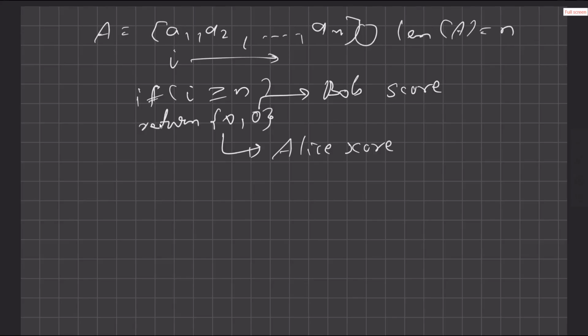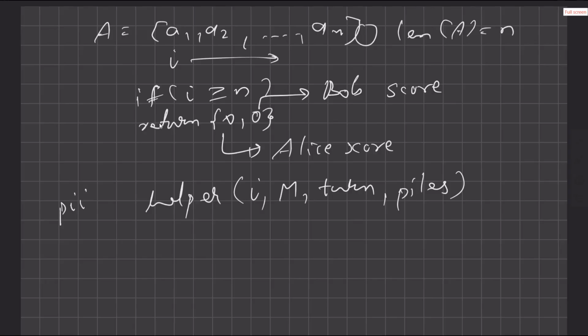Now we'll call a helper function. It will have an i value, an m value, and a turn value, like whose turn it is. If turn is true, we can say it is Alice's turn. If turn is false, it is Bob's turn. Then we'll pass the piles vector, and we'll return the pair of int comma int.